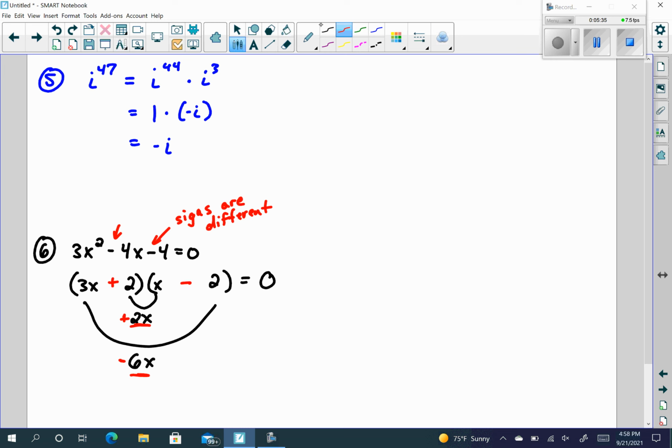Now I'm going to set both of these equal to 0. So 3x plus 2 is equal to 0, or x minus 2 is equal to 0. And then I'll solve. So here I'll get 3x equals negative 2, so x would equal negative 2/3, or over here x is going to equal 2.